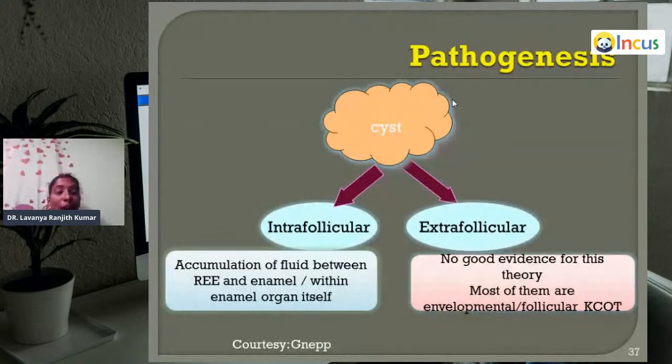So mainly it is intrafollicular and extrafollicular. Intra means within the bone, the tooth does not erupt because of the accumulation of fluid between the reduced enamel epithelium and enamel, within the enamel organ itself, and it results in development of a dentigerous cyst. Or if it is extrafollicular, there is no evidence for this theory, but they say most of them are developmental or follicular OKC.